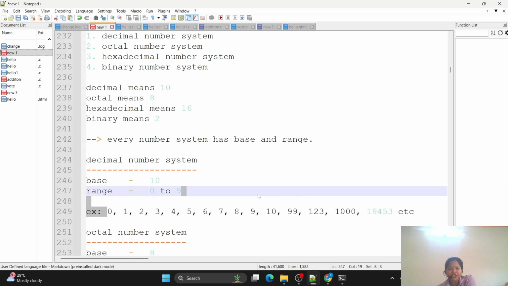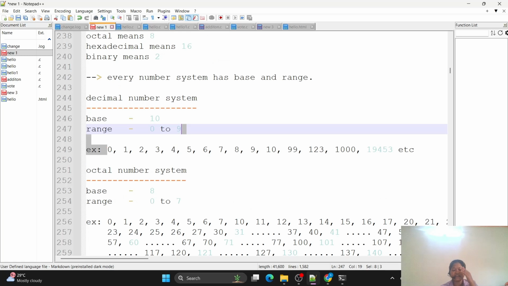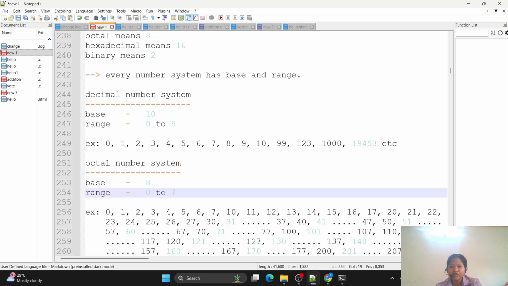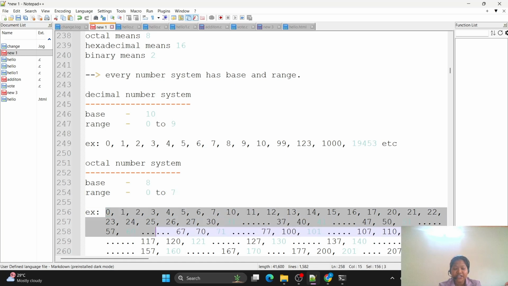Then octal number system, see here we can define it properly. Here the base is 8, oct means 8, and the range is 0 to 7, means 0, 1, 2, 3, 4, 5, 6, 7. But whatever number we form, we can't use digits like 8 and 9. There is no such number where we are using 8 and 9. For example 0, 1, 2, 3, 5, 6, 7, 10, 11, 12, 13, any number you can consider.